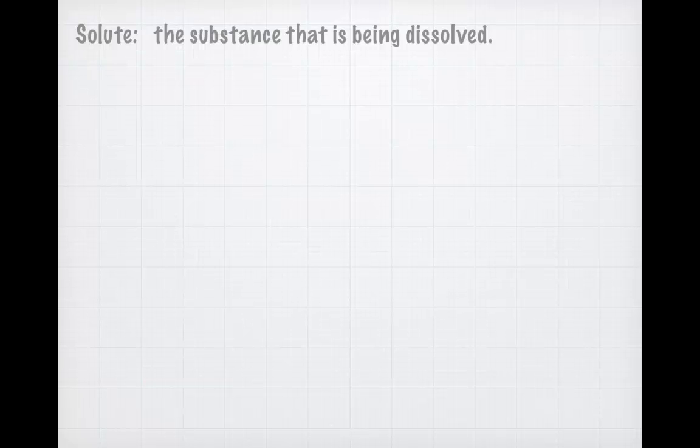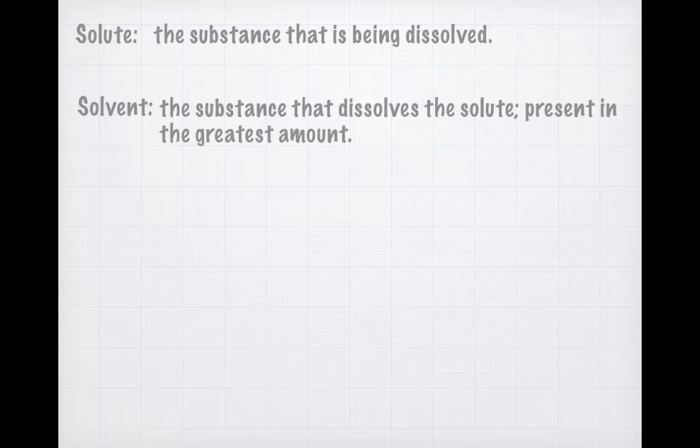The solvent is the substance that dissolves the solute. So for example, for salt water, the solvent would be water. The important thing for you to know about solvents is that they're present in the greatest amount. So if I have salt water, the salt being dissolved into water, then I definitely have more water than I have salt.